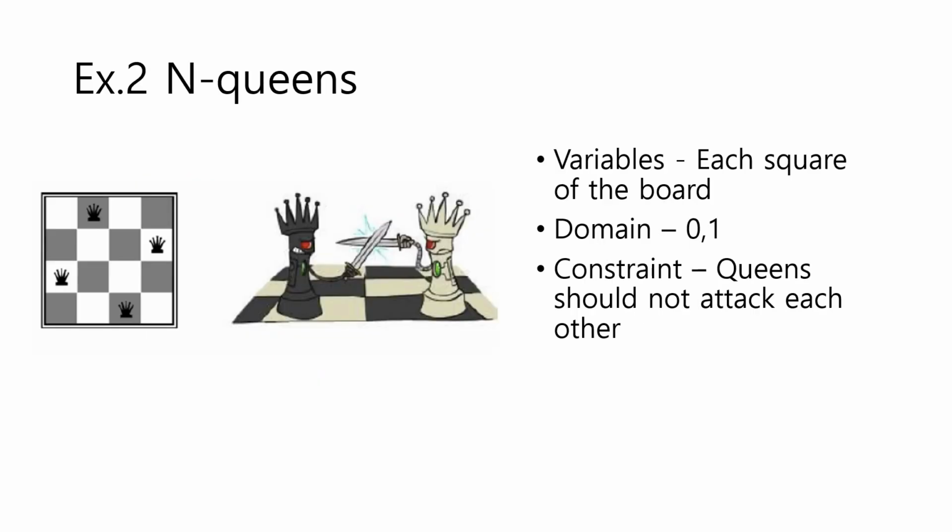Second, N queens. Each square of the board is a variable and its domain is 0, 1. 0 for none and 1 for a queen existing. The constraint is the arrangement of queens, such that each queen cannot attack the others.